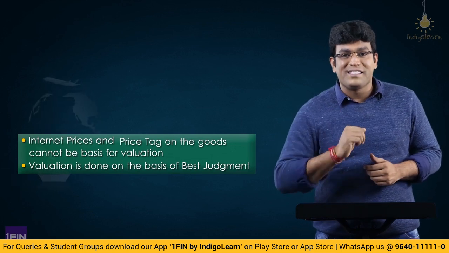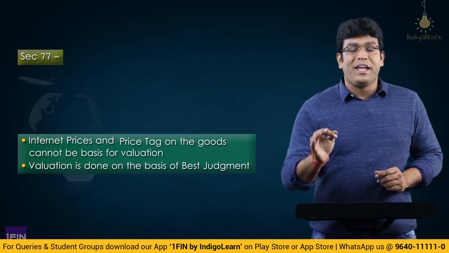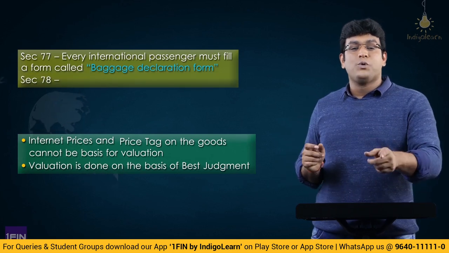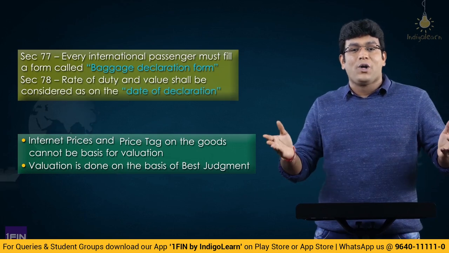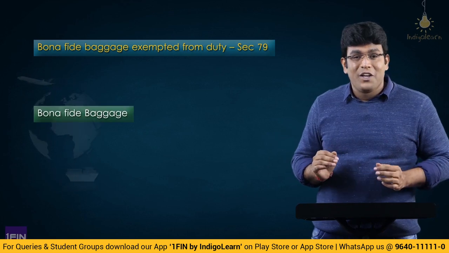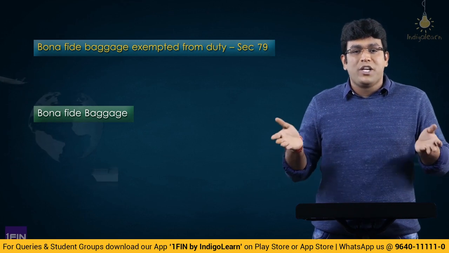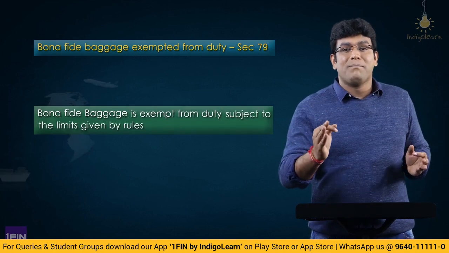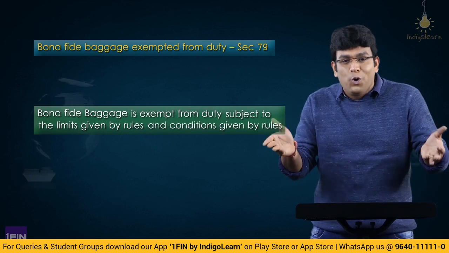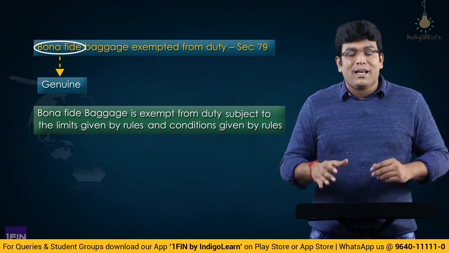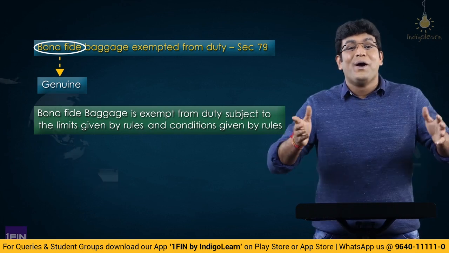That is the story of Section 77 and 78. 77 says, every international passenger must fill a form called baggage declaration form. And 78 says, the rate of duty and value shall be considered as on the date of declaration. Now, next section, my dear friends, 79. 79 says, simple point, bona fide baggage. What baggage? Bona fide baggage. Bona fide means what? The genuine baggage. Bona fide baggage is exempt from duty, subject to the limits given by rules and the conditions specified by rules. I repeat one more time, friends. 79 says, bona fide baggage is exempt from duty, subject to the limits and the conditions given by rules.